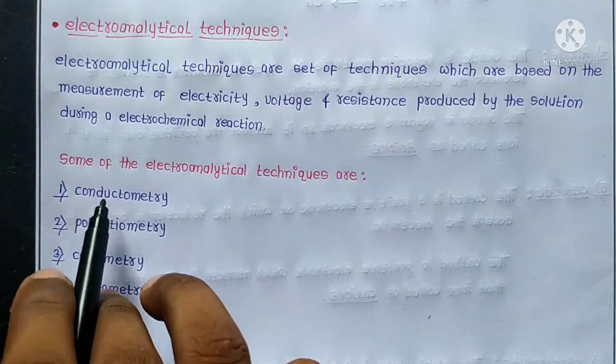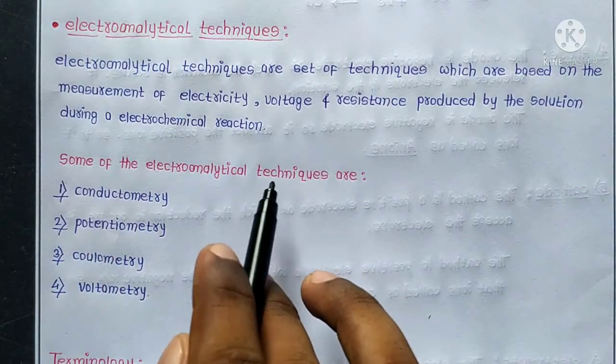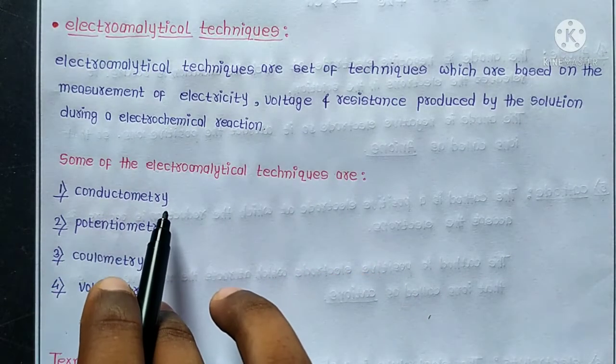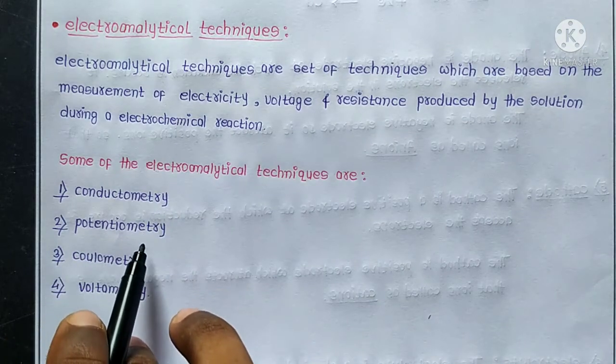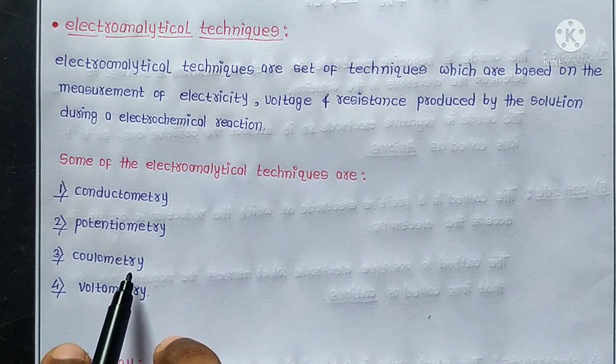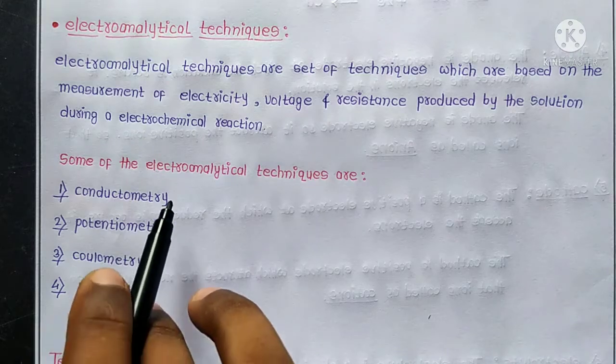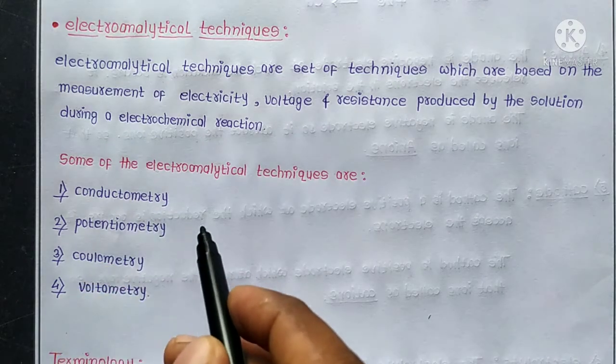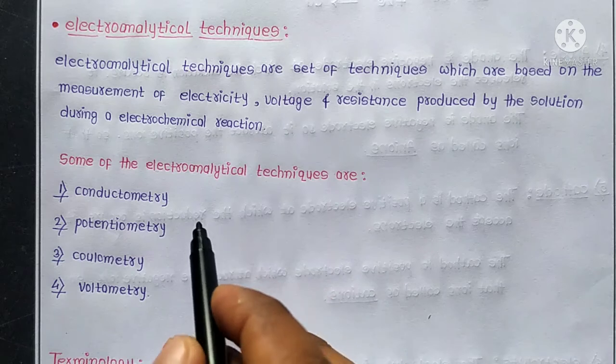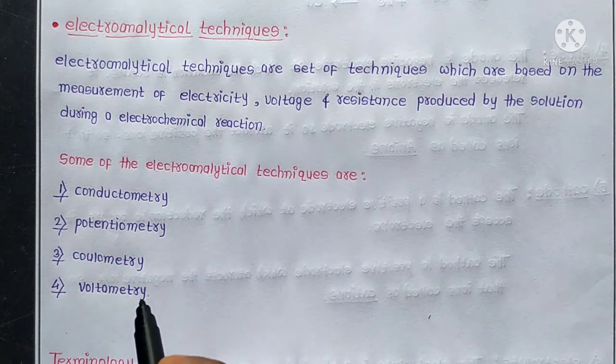So basically electroanalytical techniques are classified into four types. One is conductometry, second is potentiometry, then we have coulometry and voltammetry. These are techniques we are going to study in detail in the upcoming video sessions. Today in this video we are going to restrict ourselves to the terminology of the electroanalytical techniques.